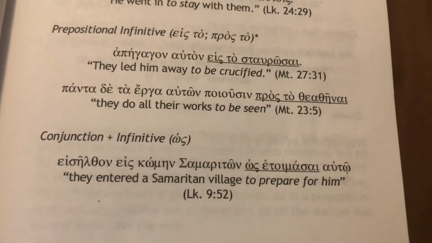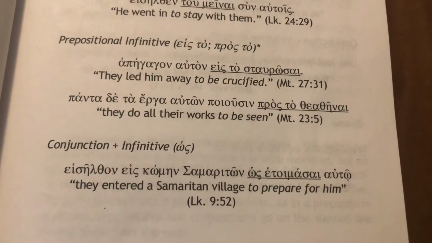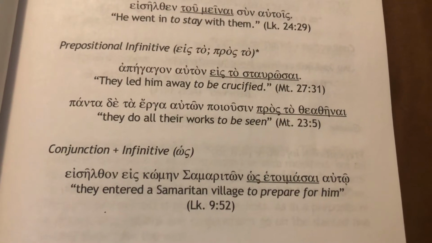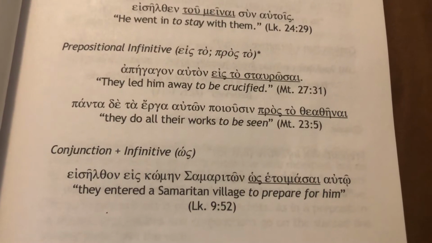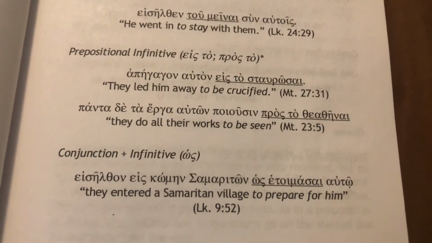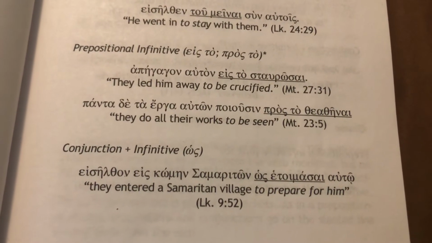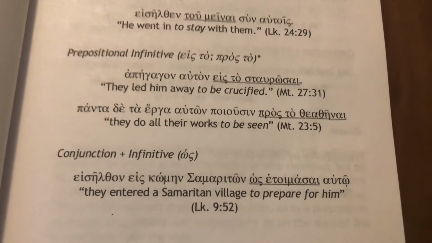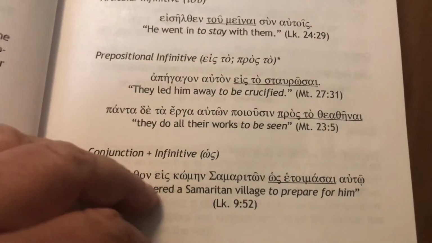Or, remember, this is for sure an adverbial conjunction and an infinitive. Well, it's true if you have a preposition as well. But there's hos, so eisilthon eis komen samariton hos etoimasai auto. So that's from Luke. The verb here is etoimazo. So it's an aorist active infinitive. They entered the Samaritan village in order to prepare for him.